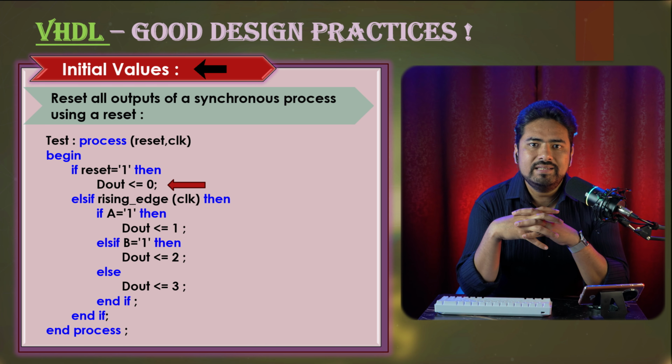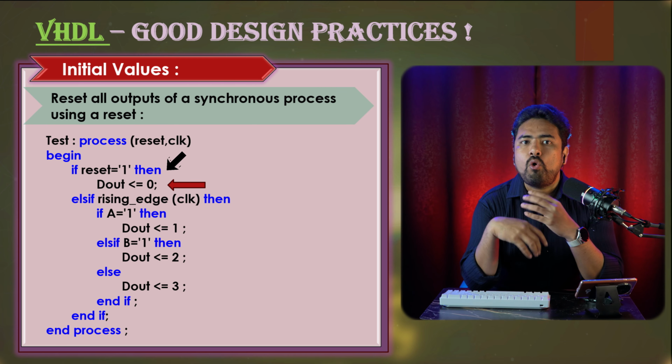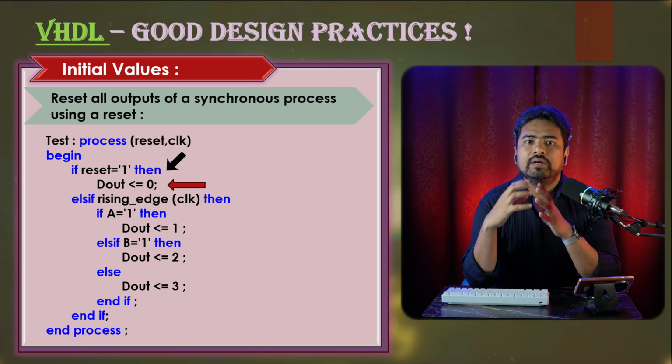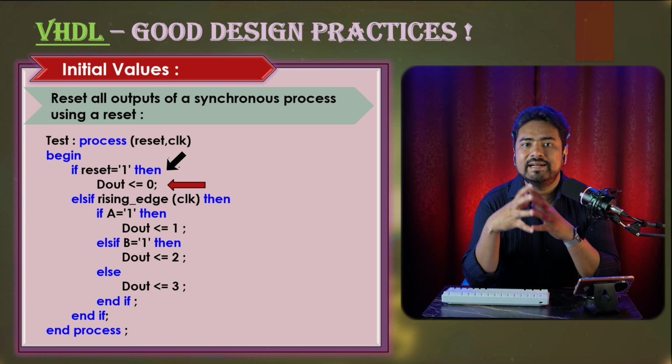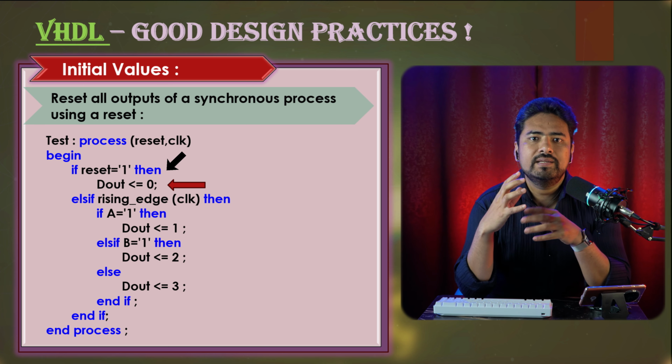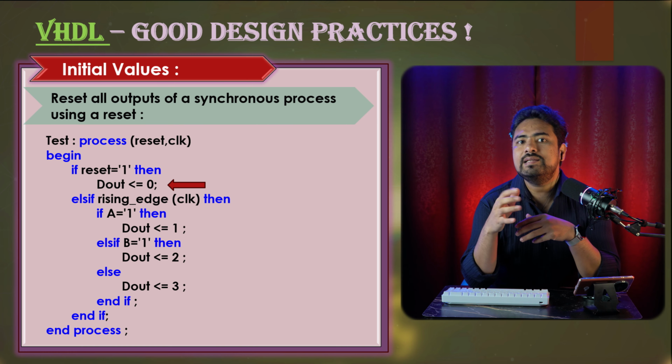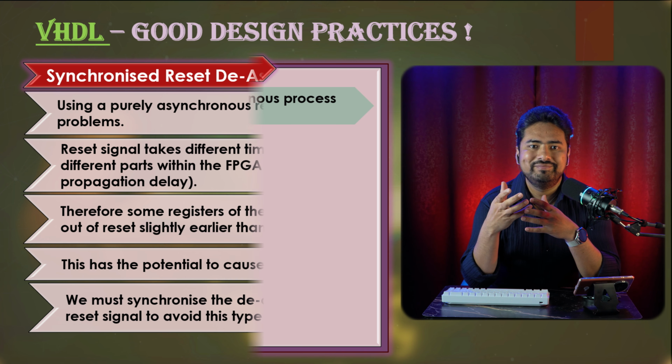Next good practice is to always reset all the outputs of your synchronous process. It means always use a register process with a reset signal. Generally, this reset signal is applied when powering up your FPGA, and this is external to the FPGA.